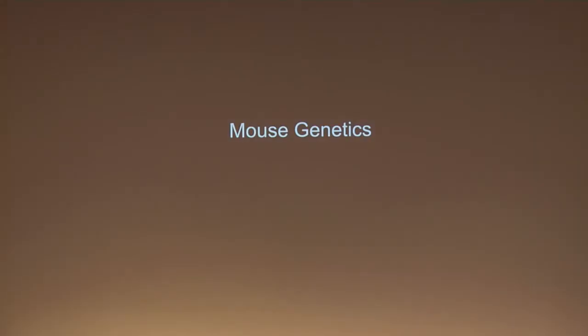So now let me tell you about what we've done with mouse genetics. We've used mouse genetics to look for the genes that make people susceptible to type 2 diabetes. And we were not biased when we went into this. We didn't say, oh, we're going to find something in beta cells. We were very agnostic about where the defects were going to be.